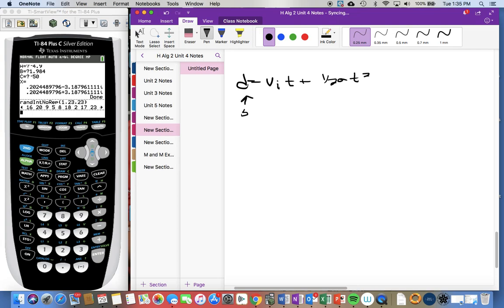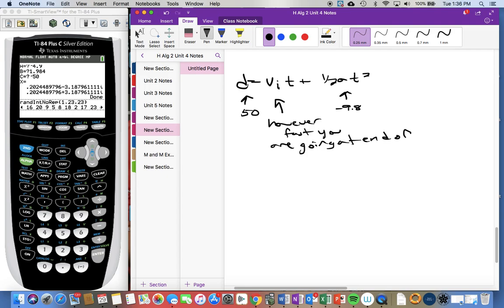And a couple things you should be keeping constant. D, unless you have to change it, should be 50. A should be negative 9.8 since gravity is going to be working against us. And then your initial velocity is however fast you are going at the end of your ride. And that can be a couple of different things. You saw in class today where our velocity at the end was very slow.